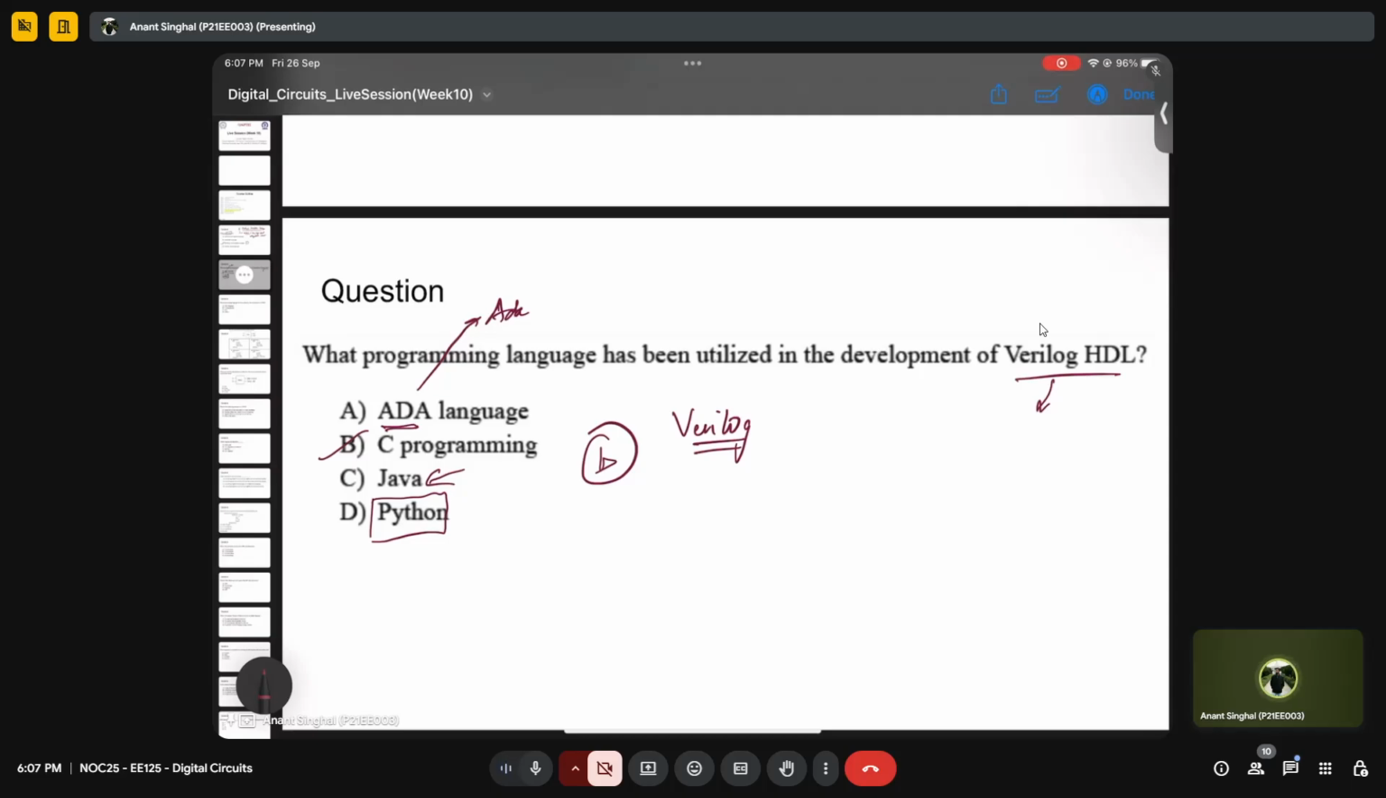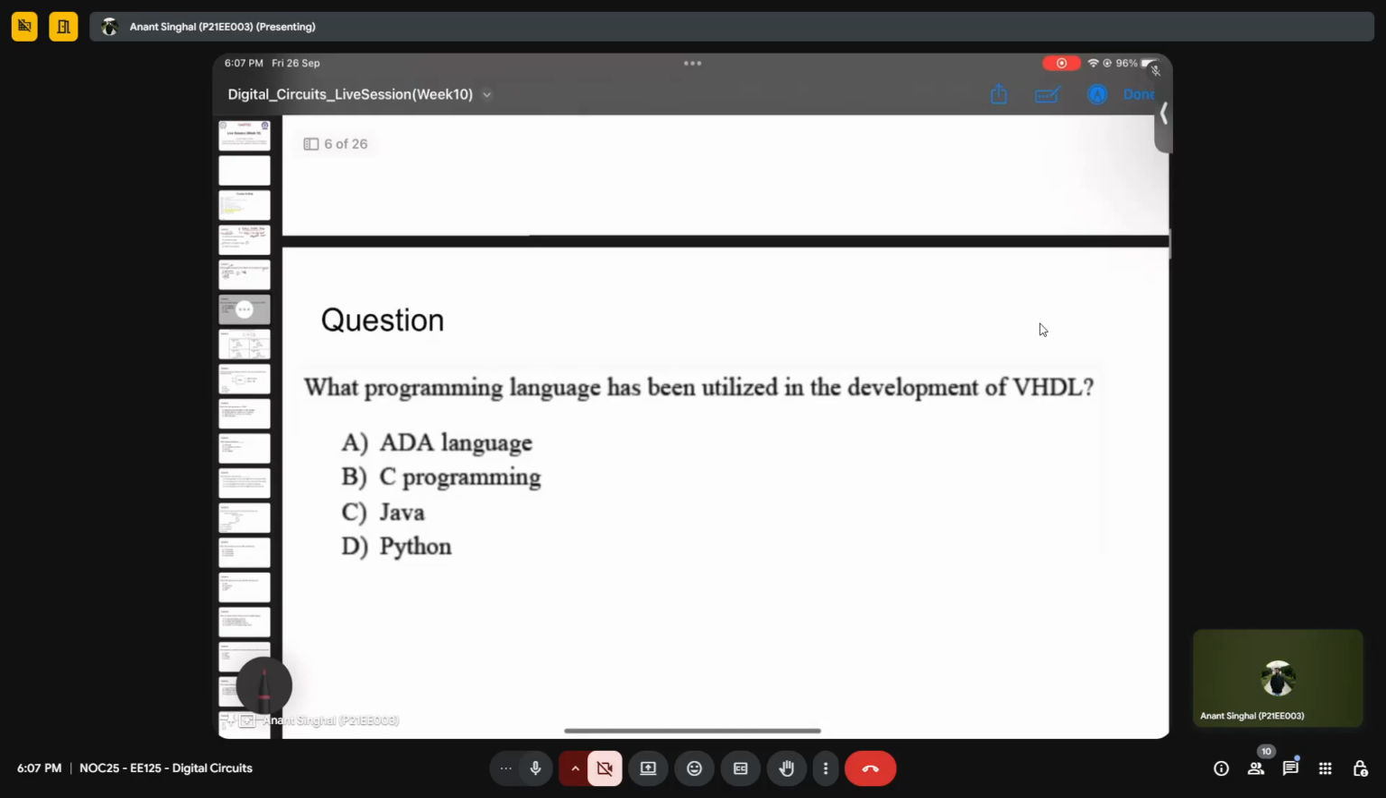So using the ADA language, actually that is the next question. The question is, what programming language has been utilized in the development of VHDL? VHDL has been derived from the ADA language. ADA is the name of a scientist after which this language has been named. And in VHDL, we use the syntax of the ADA language to implement circuits. I think we'll be seeing some of the syntax of VHDL in the subsequent question that will help you understand. But the basic idea is these are all different languages having different types of applications.